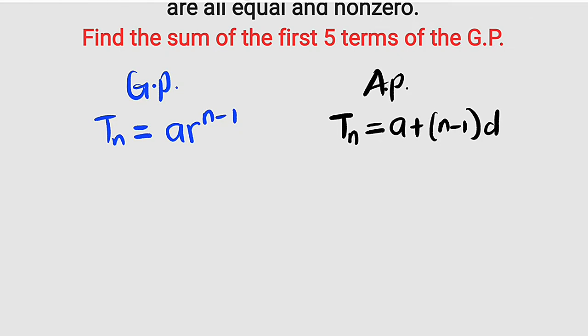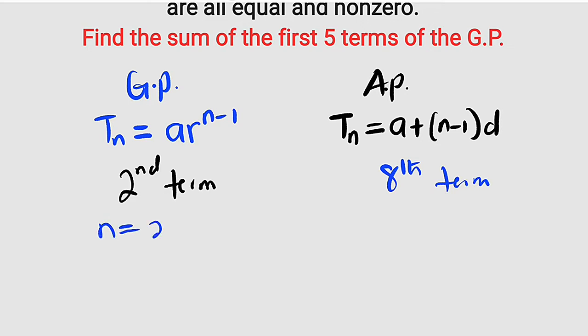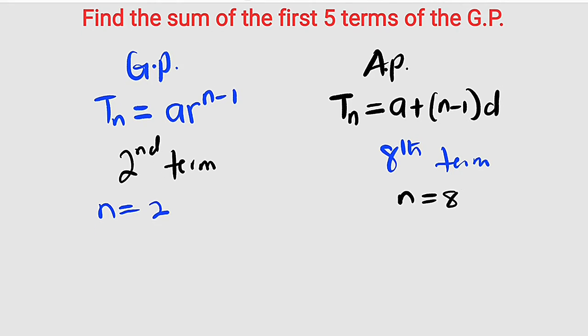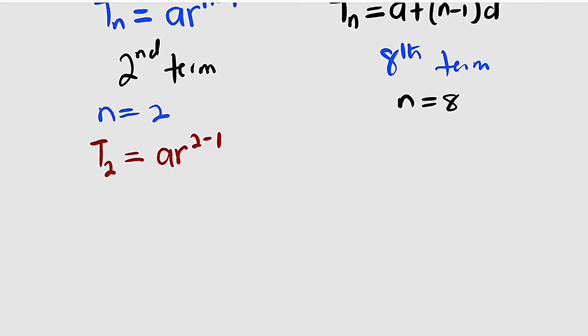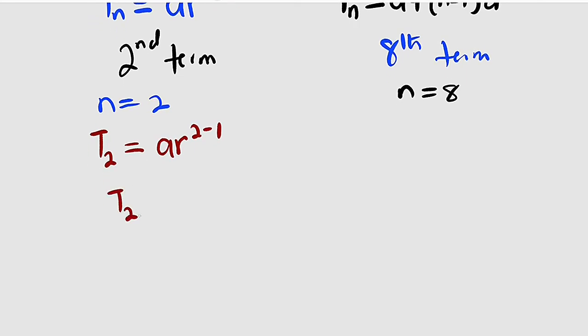Alright, let's evaluate the second term here, and we need the 8th term here. That is when n is equal to 2 here and n is equal to 8 on the other side. Okay, for GP, when n is equal to 2, we have T2, that is the second term, equal to A R to the power of 2 minus 1. And 2 minus 1 is 1. Therefore, the second term is given as AR.